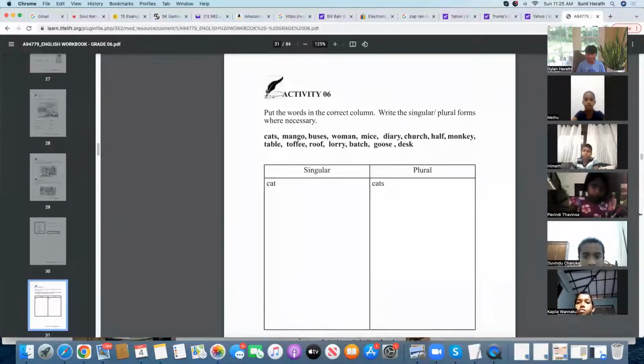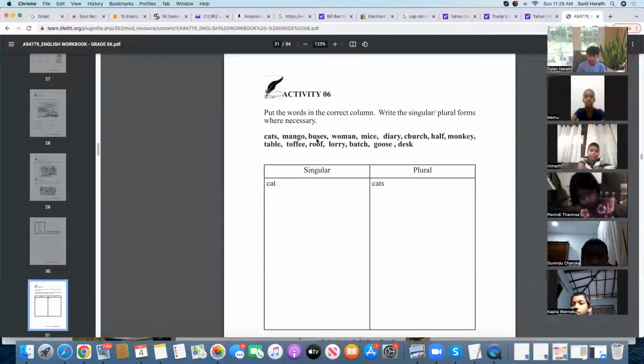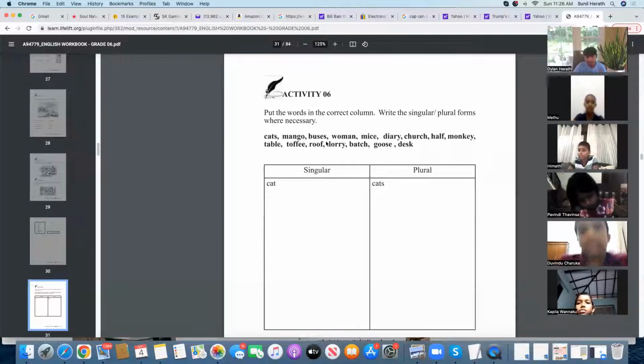Mangoes. Yes, perfect. So here you would just add an S to mango. All right, thank you. So next, I'm going to ask Hima, what is buses? Is it singular or plural? Plural. Yes, thank you. The reason why it's plural is because you would have one bus, and then you could have many buses. The ending here is es.